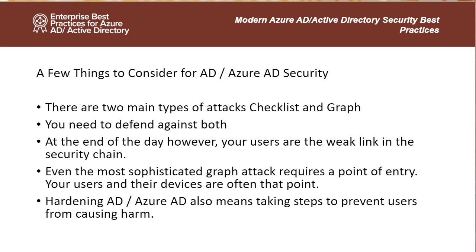Now, admittedly, there is some overlap between the two types of attacks. An attacker might use a checklist attack to initially penetrate the organization and then transition into a graph-based attack once they've made their way in. So there is some overlap. The two aren't completely separate from one another, but those are the two main types of attacks that you're going to have to defend against. So when we talk about hardening the Active Directory or your Azure AD environment, these are the two types of attacks that you need to be thinking about with regard to your strategy.